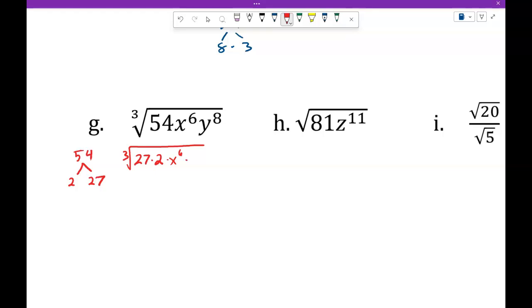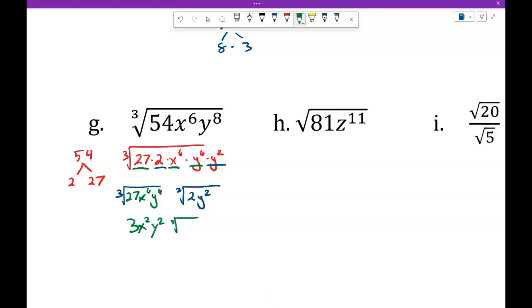8 is not divisible by 3, but if we factor it to be y to the 6th and y squared, I get the largest factor of y to the 8th that is a perfect cube, and then I'm left with y squared extra. So we'll have two radicals. Our first one will be all of our perfect cubes, 27, x to the 6th, y to the 6th, and then the other one will be the non-perfect cubes, 2y squared. So we end up with 3x squared y squared times the cube root of 2y squared.